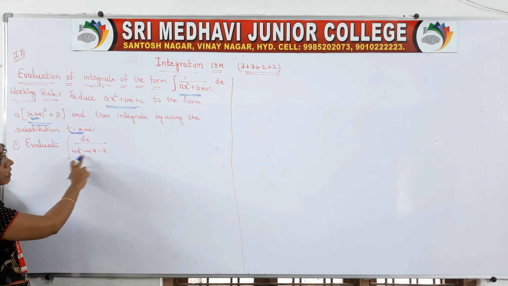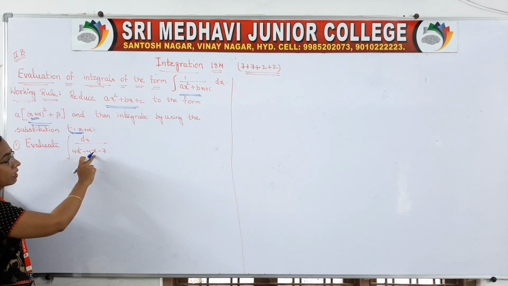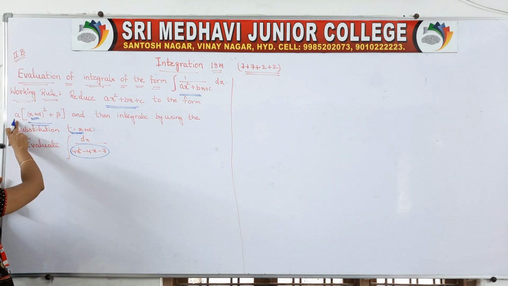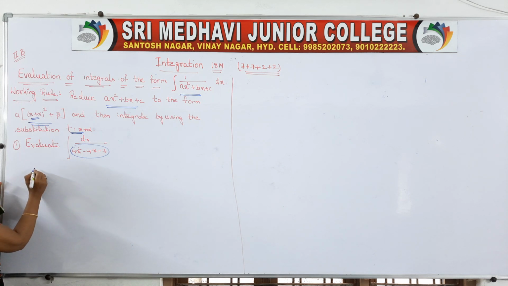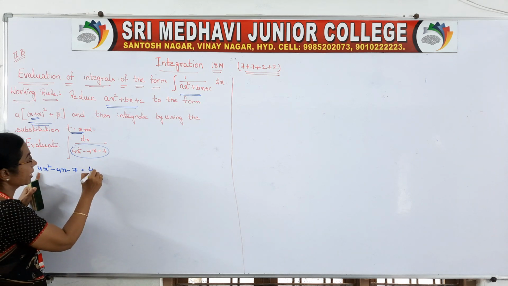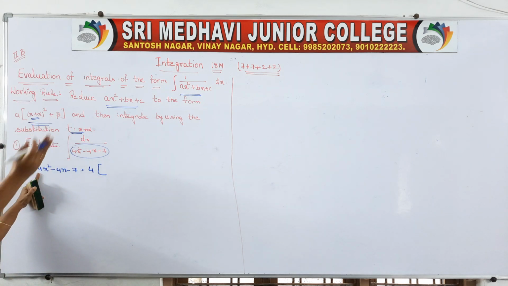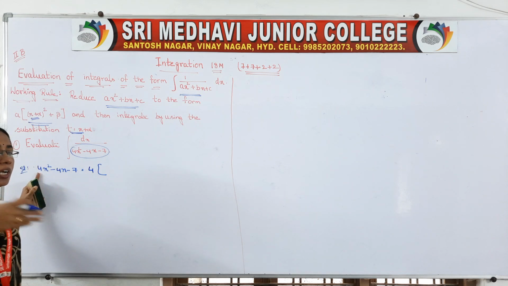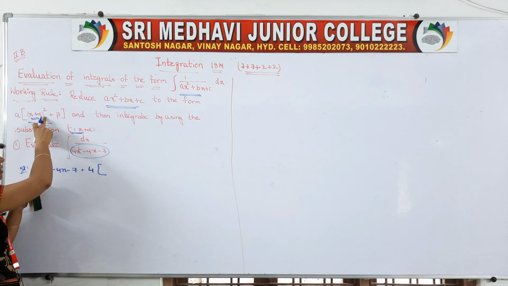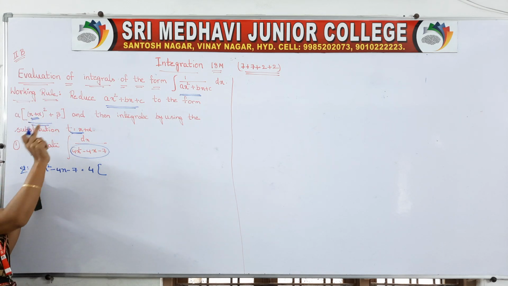Observe, exactly in your form, isn't it, quadratic form. First of all we have to reduce this into the form a into x plus alpha whole square plus beta. So come on, now take this solution. We will take 4x square minus 4x minus 7. First take 4 outside. Why? Inside we should get x plus alpha whole square, meaning only x square. If we expand x plus alpha whole square, what happens? x square plus 2x alpha plus alpha square. Only x square must be there.